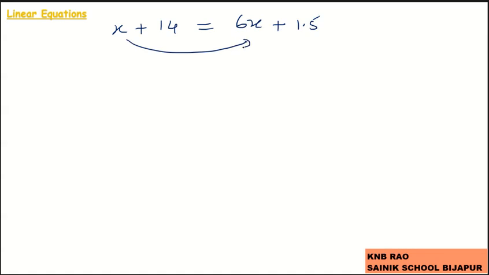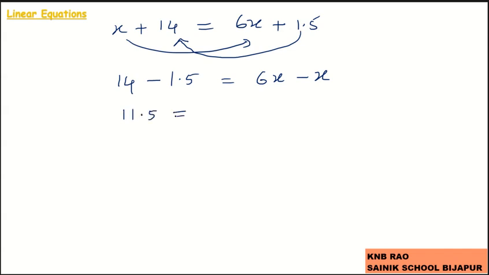Now, variable terms I am taking one side and I am sending numerical terms on another side. So, 14, this addition or addend becomes subtrahend here, 6x minus x, where 14 minus 1.5 is 12.5. It's 12.5, right? 6x minus x is 5x.